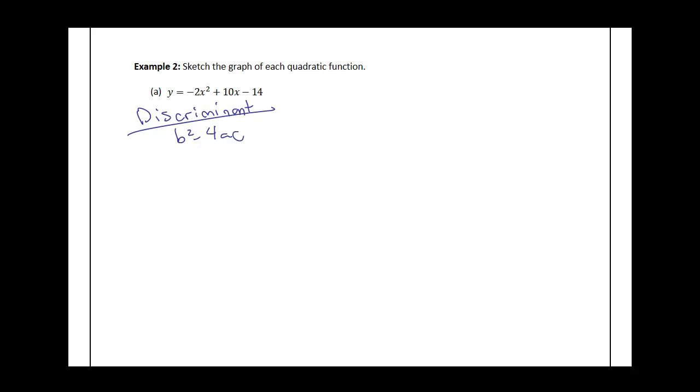So let's test that out here in part A. We have b squared is 10 squared minus 4 times a, which is negative 2, times negative 14. And then we get 100 minus 112, and we get negative 12, which is not a perfect square in this case. So we can't use the equation in general form to help us sketch the graph.